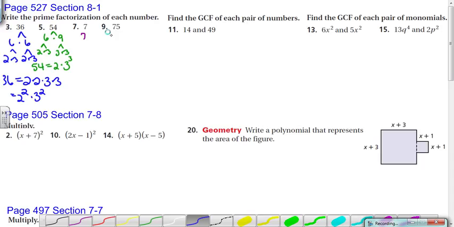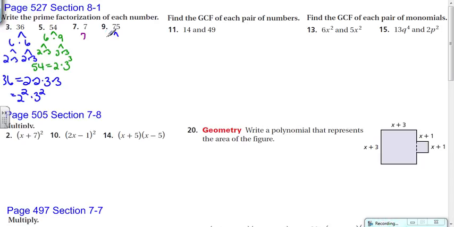And then for 75, 3 quarters make 75 cents, so I can do 3 times 25. 3 is prime, and then 25 is 5 times 5. You should get in the habit of circling your prime numbers, that way you don't forget about them. So then 75 is equal to a 3 times 2 5s, so I could rewrite it as 3 times 5 squared.